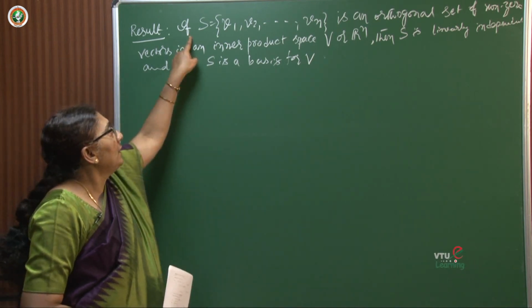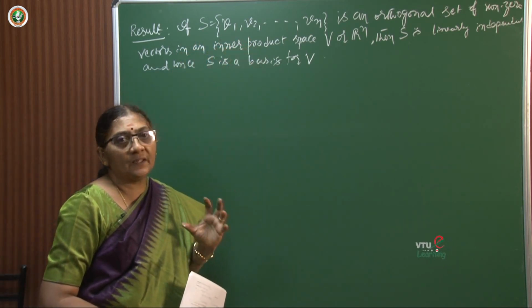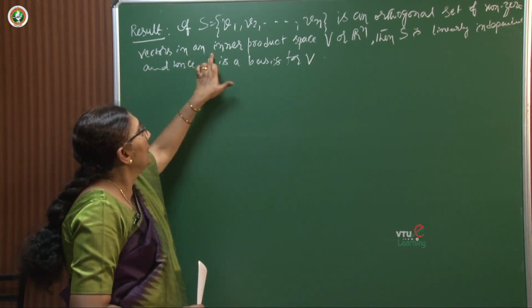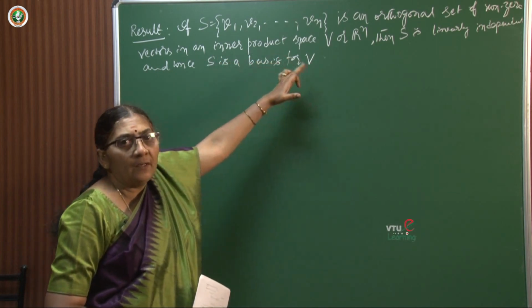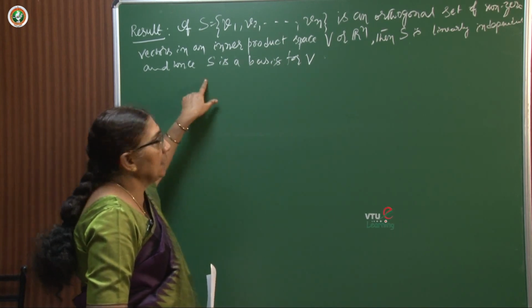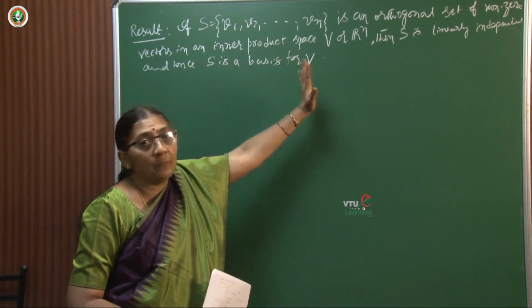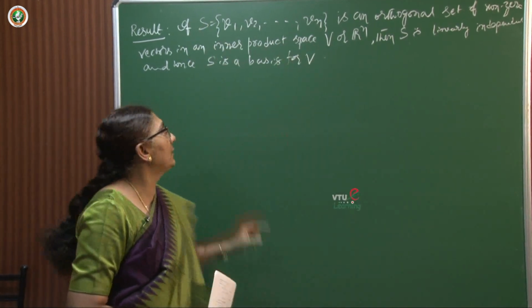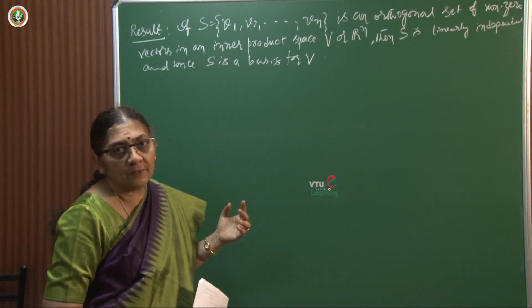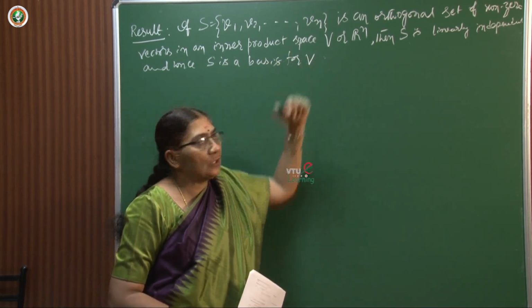Here, the statement on the board is: if S = {V1, V2, ..., Vn}, a set of n vectors, is an orthogonal set of non-zero vectors in an inner product space V, or V is a set of real numbers with dimension n, then S is linearly independent. So S having n vectors is what type of vectors? A non-zero orthogonal set of vectors in an inner product space V defined on R with dimension n.